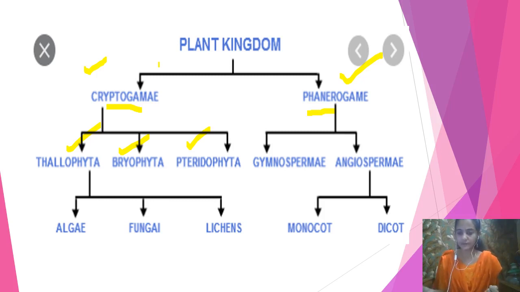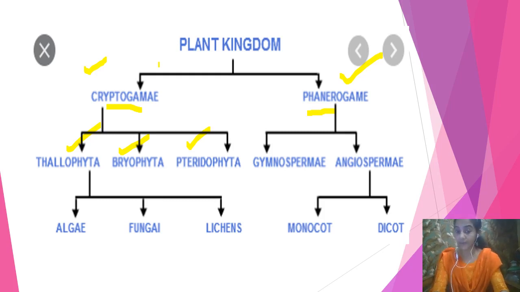We have studied earlier, the water is conducted with the help of the xylem, and the food is conducted with the help of the phloem. So Thallophyta and Bryophyta don't have this vascular system, but the Pteridophyta are the starting members of the vascular system, like xylem and phloem. Okay, so clear? Then comes the Phanerogame.